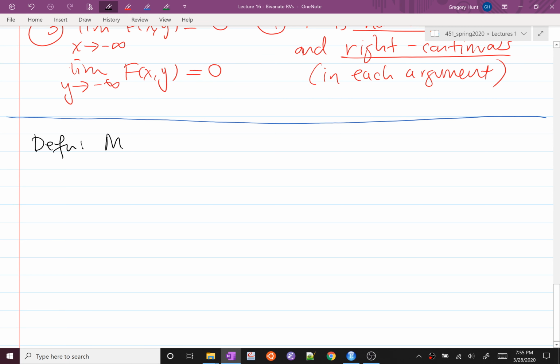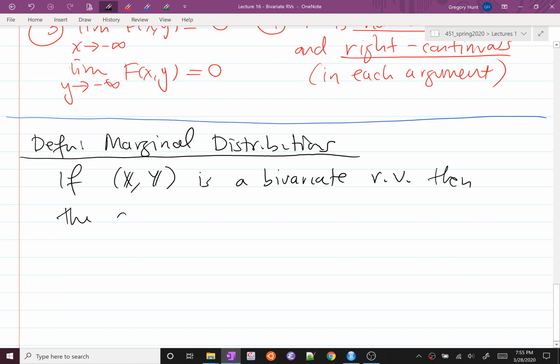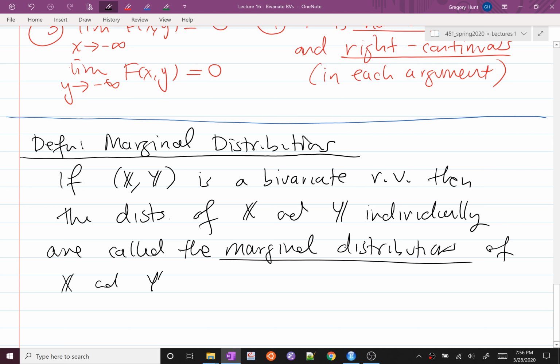So, definition: marginal distributions. This is basically just the distribution of each of the components, X and Y. If I have a bivariate random variable (X, Y), then the distributions of X and Y individually, if we just treat them as the classic univariate random variables we've dealt with up to this point, are called the marginal distributions of X and Y, respectively. And we'll see later in the lecture why they're called marginal.